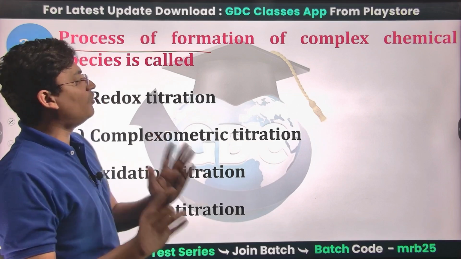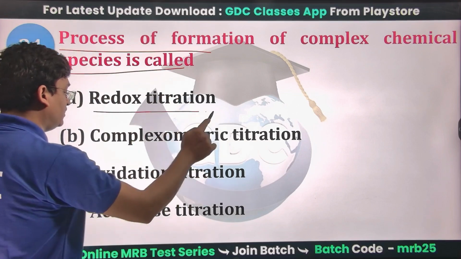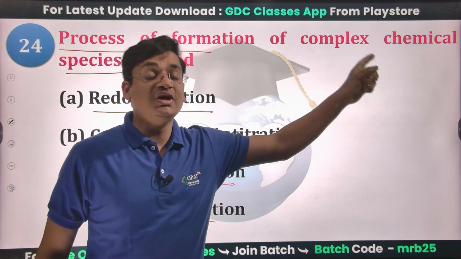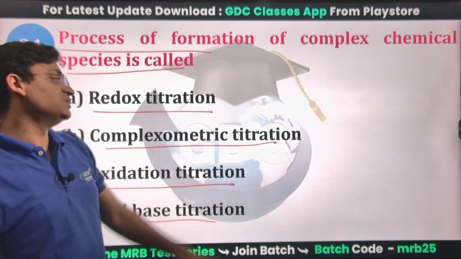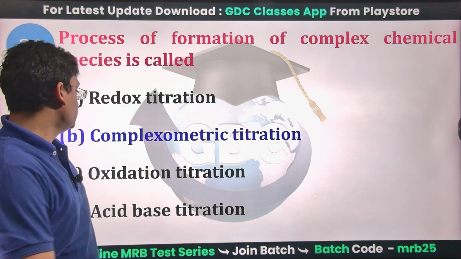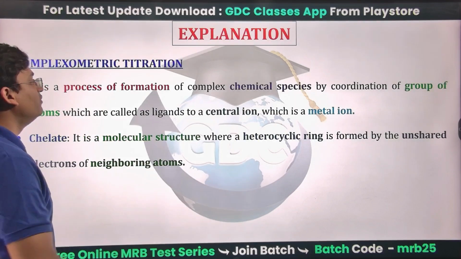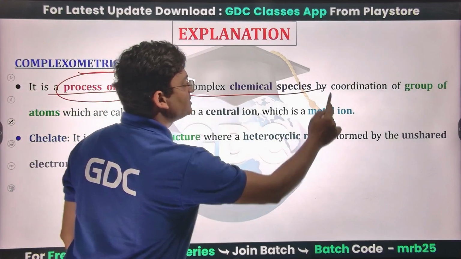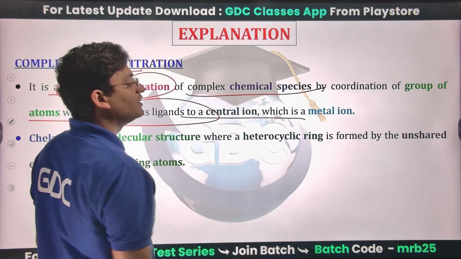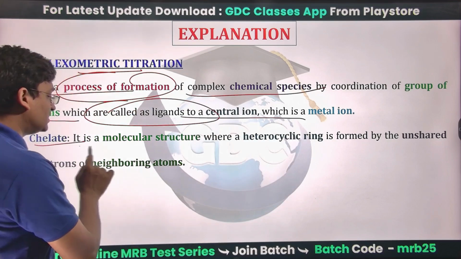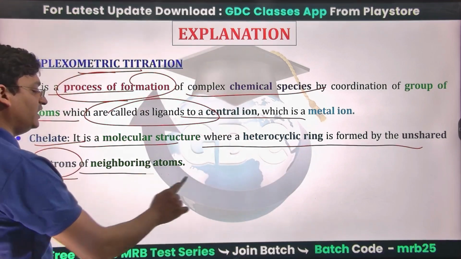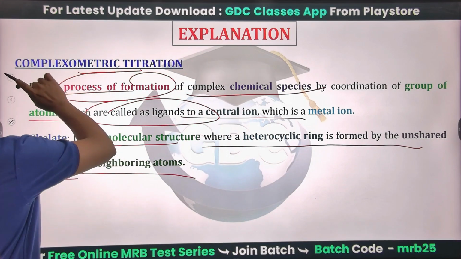The process of formation of a complex chemical species is called redox titration, complexometric titration, oxidation titration, or acid-base titration? So we have complex formation, and in the case of complex formation the titration is of the complexometric type. Complexometric titration will be the right answer, so B. It is the formation of a complex chemical species by coordination of groups of atoms called ligands to the central metal ion. A chelate is a molecular structure where a heterocyclic ring is formed by the unshared electrons of neighboring atoms, and this is how complex formation takes place.